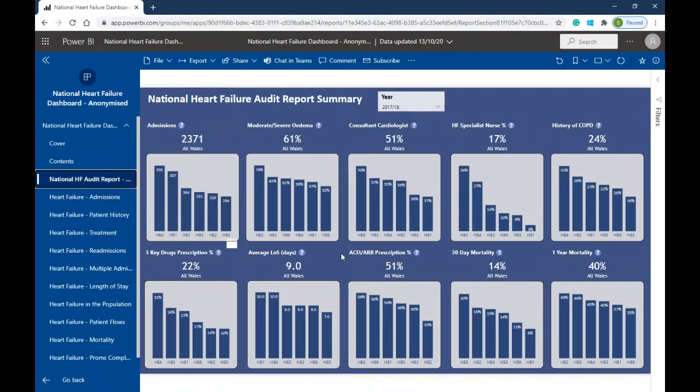But you can see the interactivity. So this is the National Heart Failure Audit Report Summary. It provides an instant snapshot, a visual snapshot of each of the health boards and where they are with regards to audit, providing 10 key indicators. As I described earlier, currently the latest data we have is 2017-18, but hopefully this will get more up to date once the data starts to flow to the NDR.